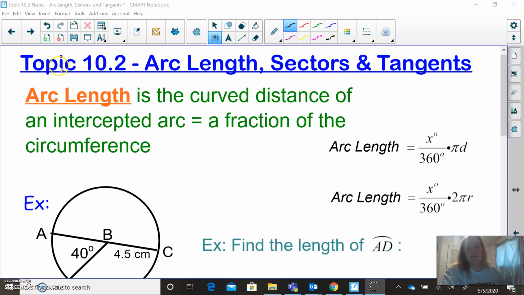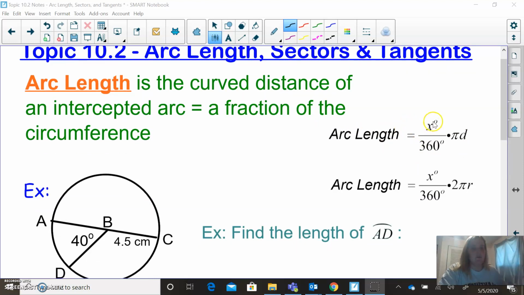So in today's lesson, it's topic 10-2, arc length, sectors, and tangents. We're going to start off with arc length, okay? Arc length is a curved distance of an intercepted arc. It is a fraction of the circumference, okay? And there's two different formulas here for arc length. It is part of the circumference, so we are going to use the circumference formula in these problems.